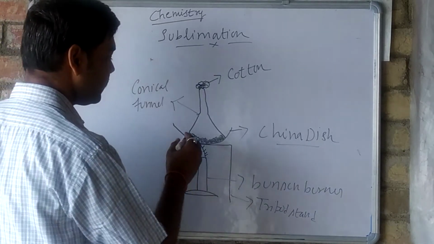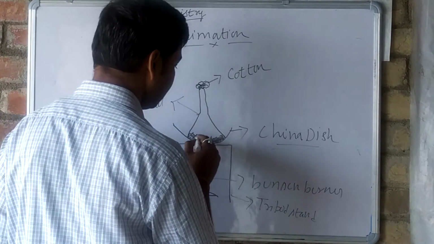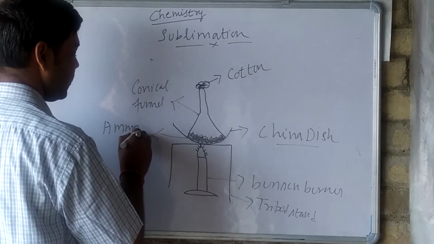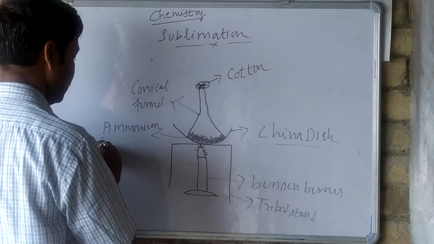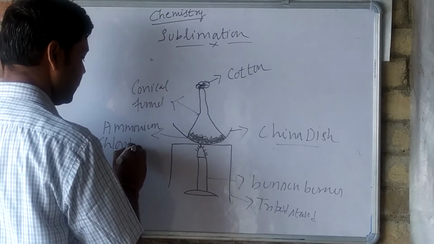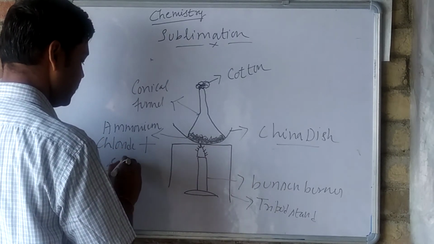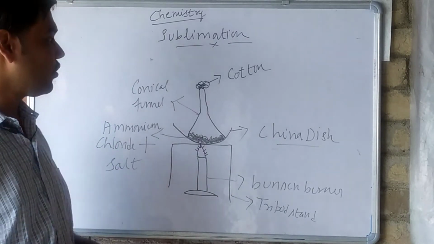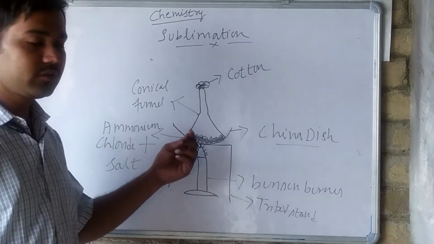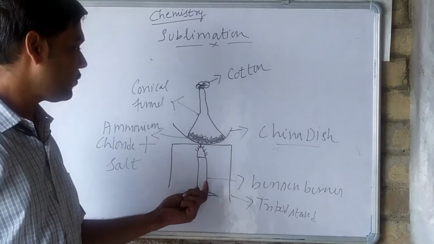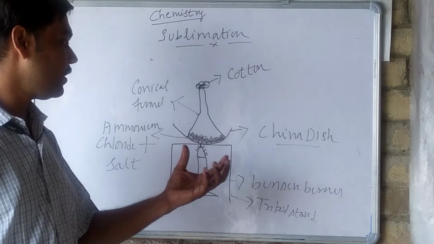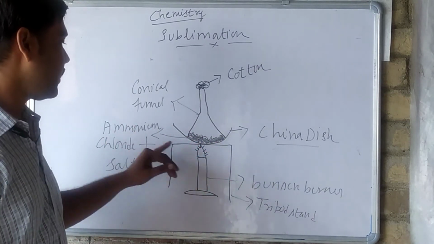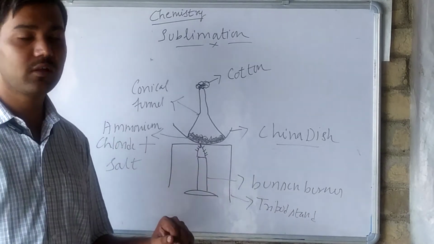So what is this? This is a mixture of ammonium chloride plus salt. So this is the whole setup. We have a tripod stand. Beneath the tripod stand we will have a Bunsen burner, and a China dish which is containing ammonium chloride and salt as a solution.